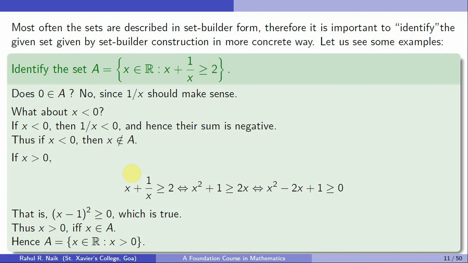And this is how we identify the given set. We just need to explore, we just need to see all the possible cases for the real number, whether it belongs to the given set.